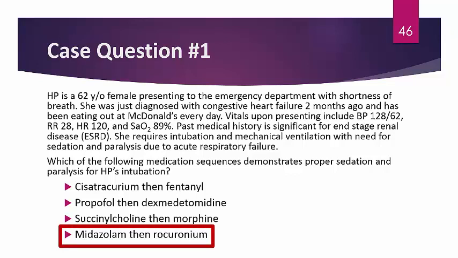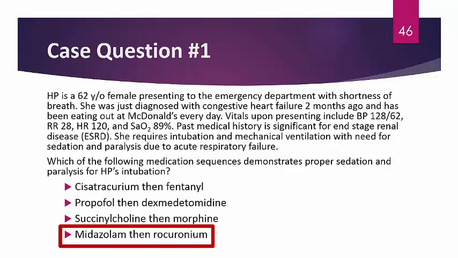The reason why, if you go through the other answers: cisatracurium, then fentanyl. So this breaks the rule we just talked about, having a paralytic before sedative. Remember, paralyzing someone before you sedate them is probably the most terrifying thing you can ever do. So that answer is wrong. Propofol and dexmedetomidine are both sedatives, and the question asks for proper sedation and paralysis. So this answer is wrong because you did not actually paralyze the patient.